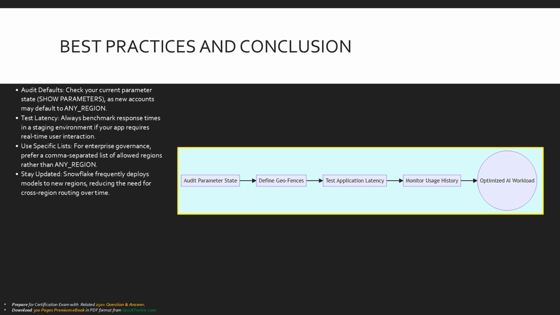First, always audit your defaults. Run a show parameters command to understand if your account defaults to disabled or any region, so you don't encounter surprises. Second, always test latency. If you are building a real-time conversational agent, benchmark the cross-region response times to ensure they meet your UX requirements. Third, embrace strict governance. Instead of using any region, use a specific, comma-separated list of approved regions to ensure data only travels to locations your legal team has cleared.